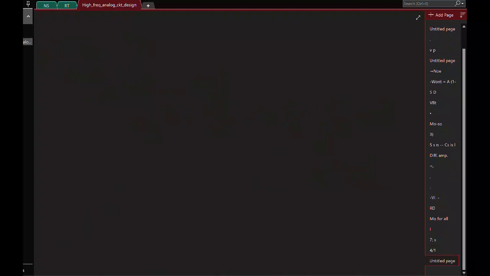Let's find the output impedance quickly. Do you guys have class at 9 o'clock? If you don't have class at 9, can I take 5 minutes? Let me make it quickly.